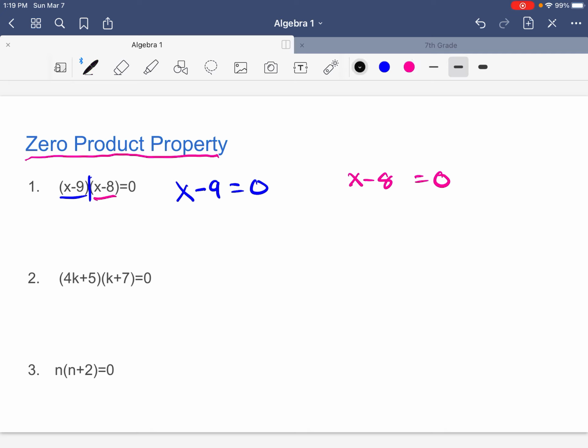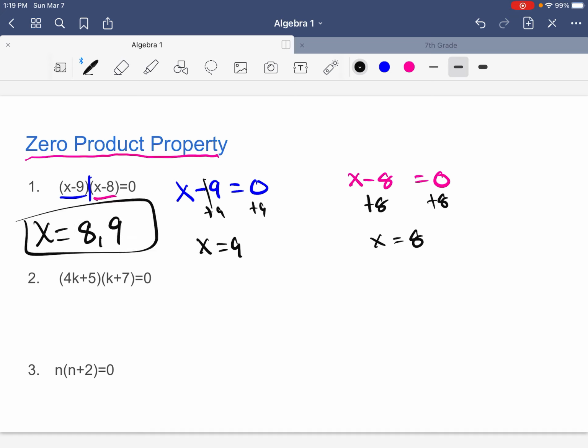These are really simple because you add 9 to both sides for this one, and you're left with x equals 9. And this one, you add 8 to both sides, and then you're left with x equals 8. So this problem actually has two answers. So we say x equals 8 and 9. So you cut it where the parentheses are for the zero product property to work.